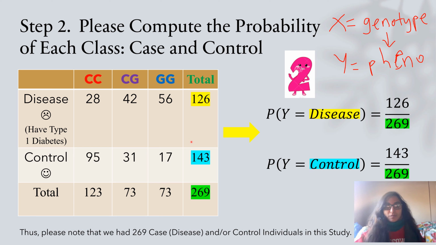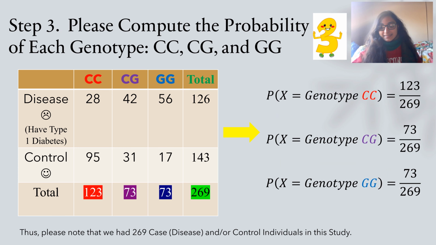And then for the control, what we're finding is 143 out of 269 individuals do not have the disease. That is the probability of each outcome. So that's why we take 126 over 269, and then 143 out of 269. That's the probability of these disease outcomes and control outcomes, and these are the two different classes. And again, this is a contingency table.